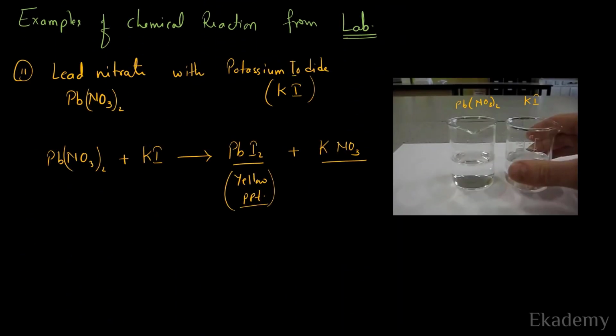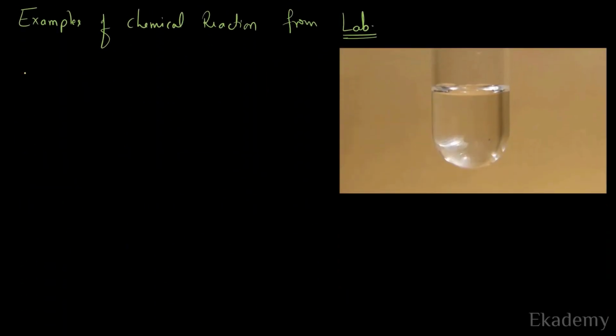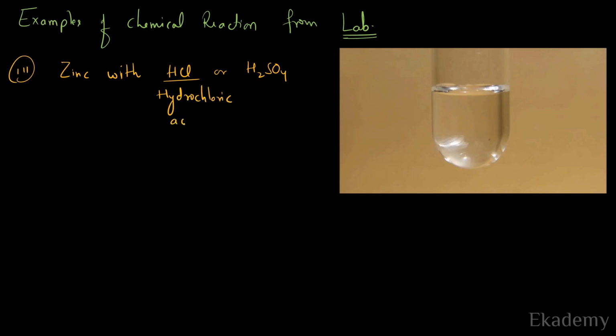Now the third example of a chemical reaction that we can perform in the lab is the reaction of zinc metal with HCl, hydrochloric acid, or sulfuric acid, H2SO4. So this one is hydrochloric acid, and this one is sulfuric acid.